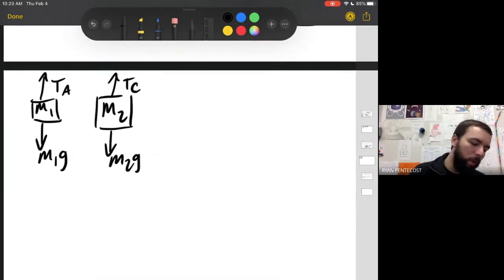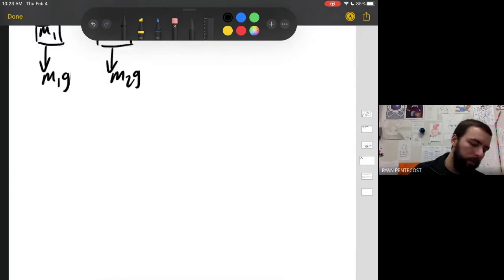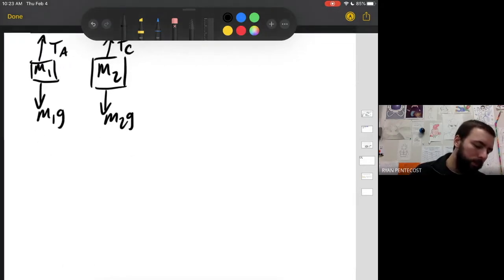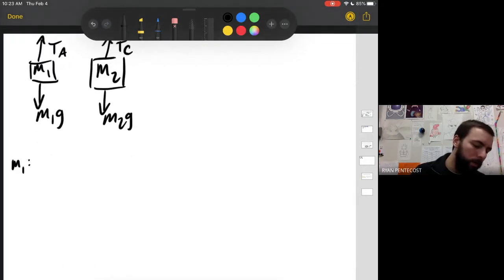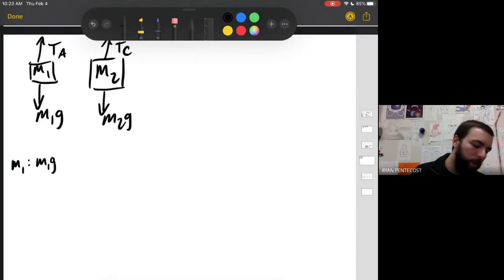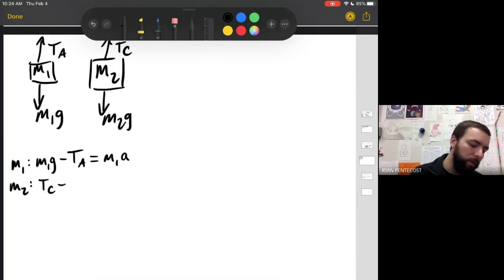So for M1, let's see, do I have room down here? I do. So we've got M1, okay, its summation of forces are going to be M1G for the positive and tension A for the negative, and that will equal M1A. For M2, TC will be positive, and M2G will be our negative, and that yields M2A.